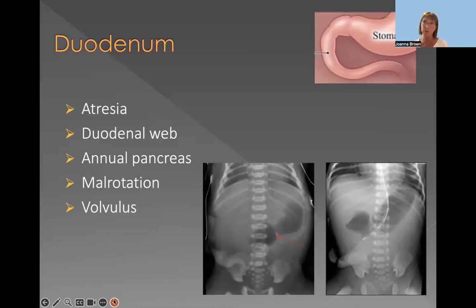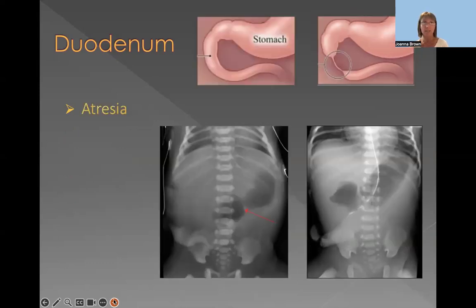Duodenum. In the duodenum, we have different pathologies which are quite common. Atresia. We can have a duodenal web, annular pancreas, which is causing a suboptimal obstruction. We could have malrotation and volvulus. And these are classical pictures of duodenal atresia, which has different types. It could be thickening, which is part of the atresia, displaced by fibrous bands without a lumen, or you can have a complete atresia with a gap between the distal stomach and the small bowel.